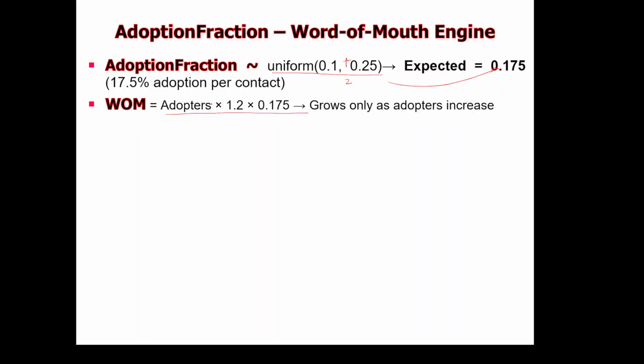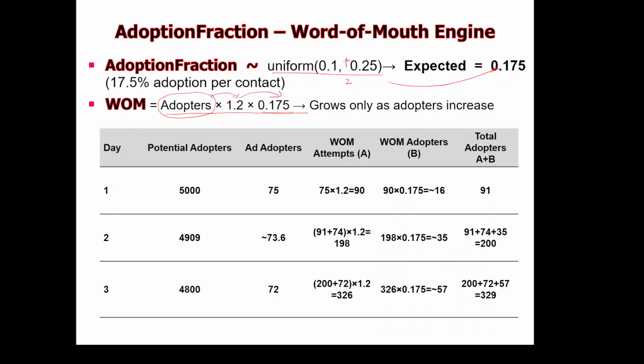The first thing is the adopters. Adopters are the initial adopters. They contact, and these contacts adopt by a certain percentage. So this number, the word of mouth, only grows as the number of adopters increases. Initially, when there are zero adopters, there will be zero word of mouth.